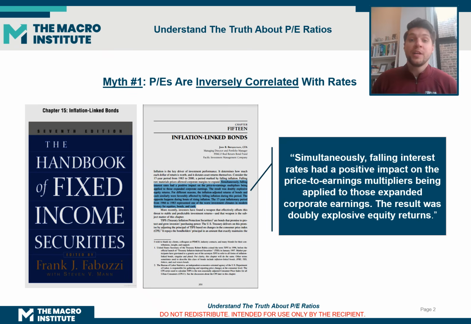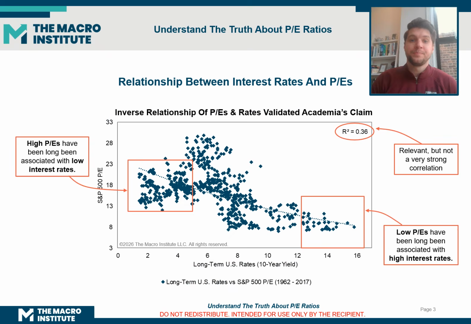In fact, this relationship has changed a ton over time. From investment regime to investment regime, this negative relationship has not held up. Now, I'm going to show you a chart here that you might say actually validates academia's claim. High PEs have long been associated with low interest rates, and low PEs with high interest rates. The first thing I want to point out, look at the R squared. Yes, it is positive. It is 0.36. That is relevant, but is not a very strong correlation.